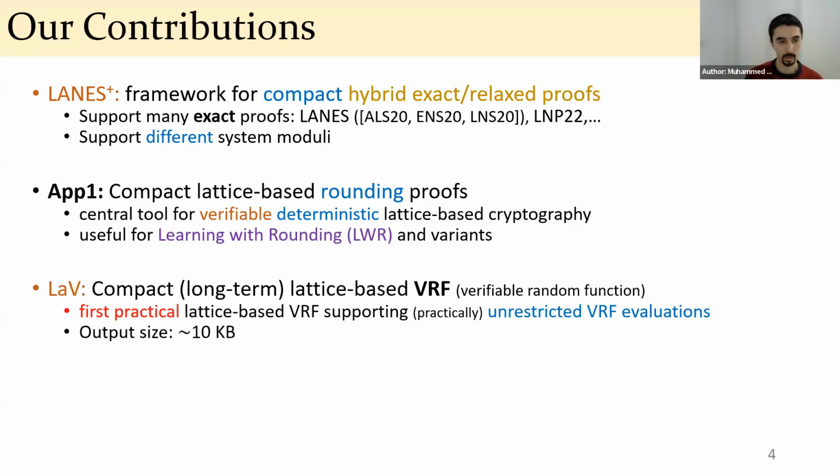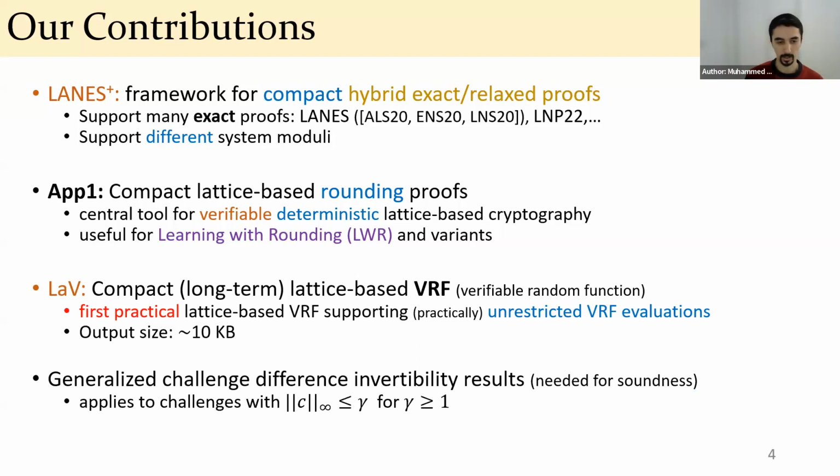And then we have a further application of the rounding proof and the Lanes Plus framework to build a verifiable random function based on lattices. So this one is really big, a full-fledged verifiable random function. We call this construction LOVE. And this is the first practical lattice-based VRF that supports an unrestricted number of VRF evaluations. And this is in the practical setting, so you can do 2 to the 128 VRF evaluations if you wanted. And the output size is roughly 10 kilobytes, the proof size.